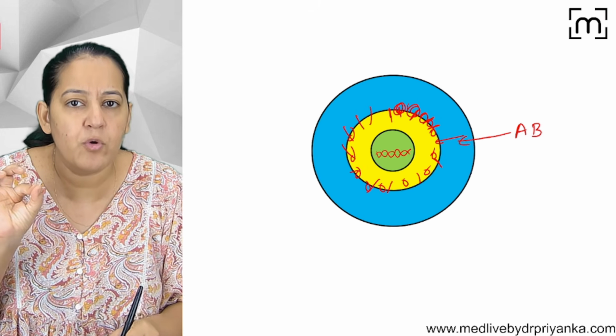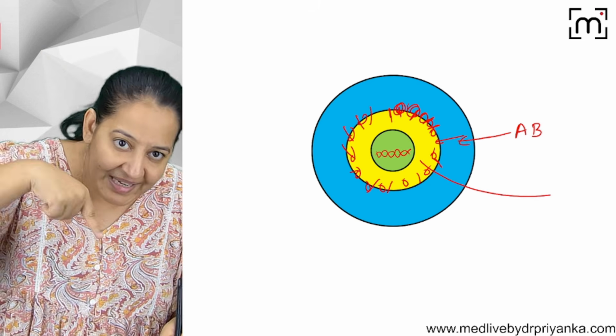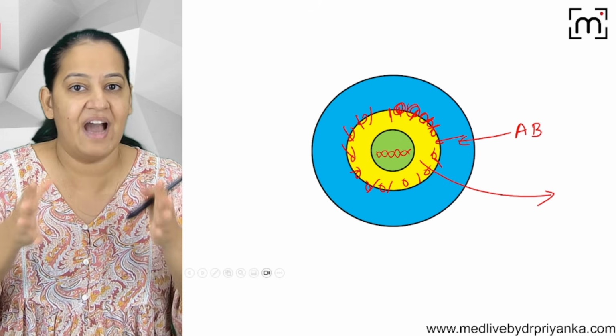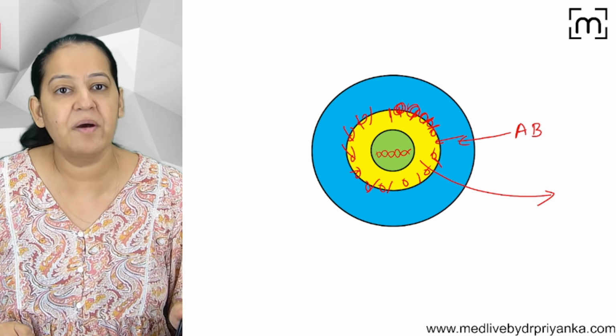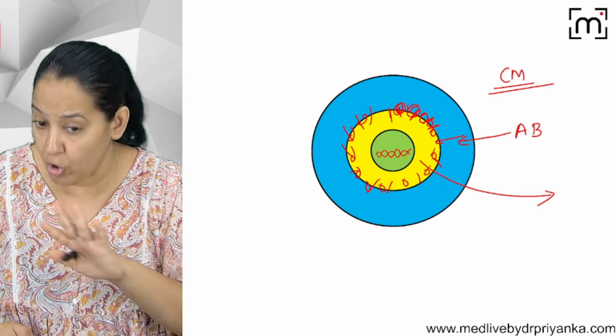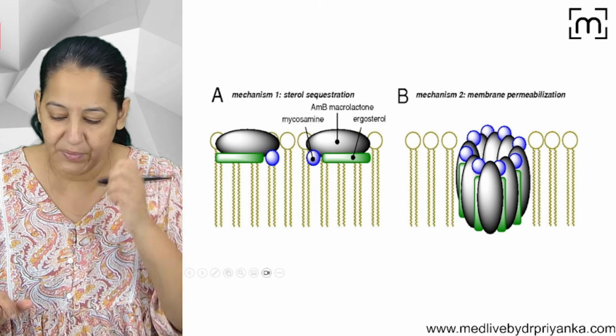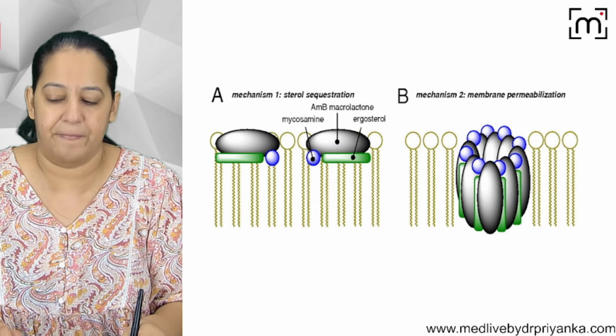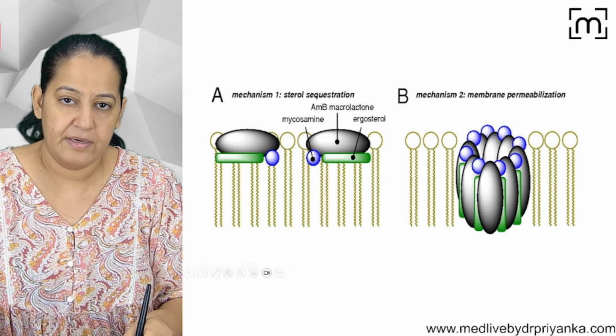Since small micropores are formed, all the cytoplasm will leak out and the cell will die, this fungus will die. So the mechanism of action is on the cell membrane, not on the nucleus, not on the cell wall. You can see the diagram. Can you see the first diagram? Let me show you.